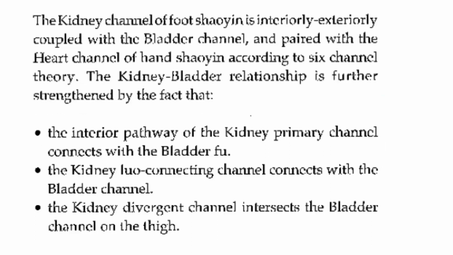The kidney channel of Foot Shaoyin is interiorly-exteriorly coupled with the bladder channel and paired with the channel of the Hand Shaoyin according to the 6-channel theory. The kidney-bladder relationship is further strengthened by the fact that, first, the interior pathway of the kidney primary channel connects with the bladder Fu. Second, the kidney Luo connecting channel connects with the bladder channel. And third, the kidney divergent channel intersects the bladder channel on the thigh.